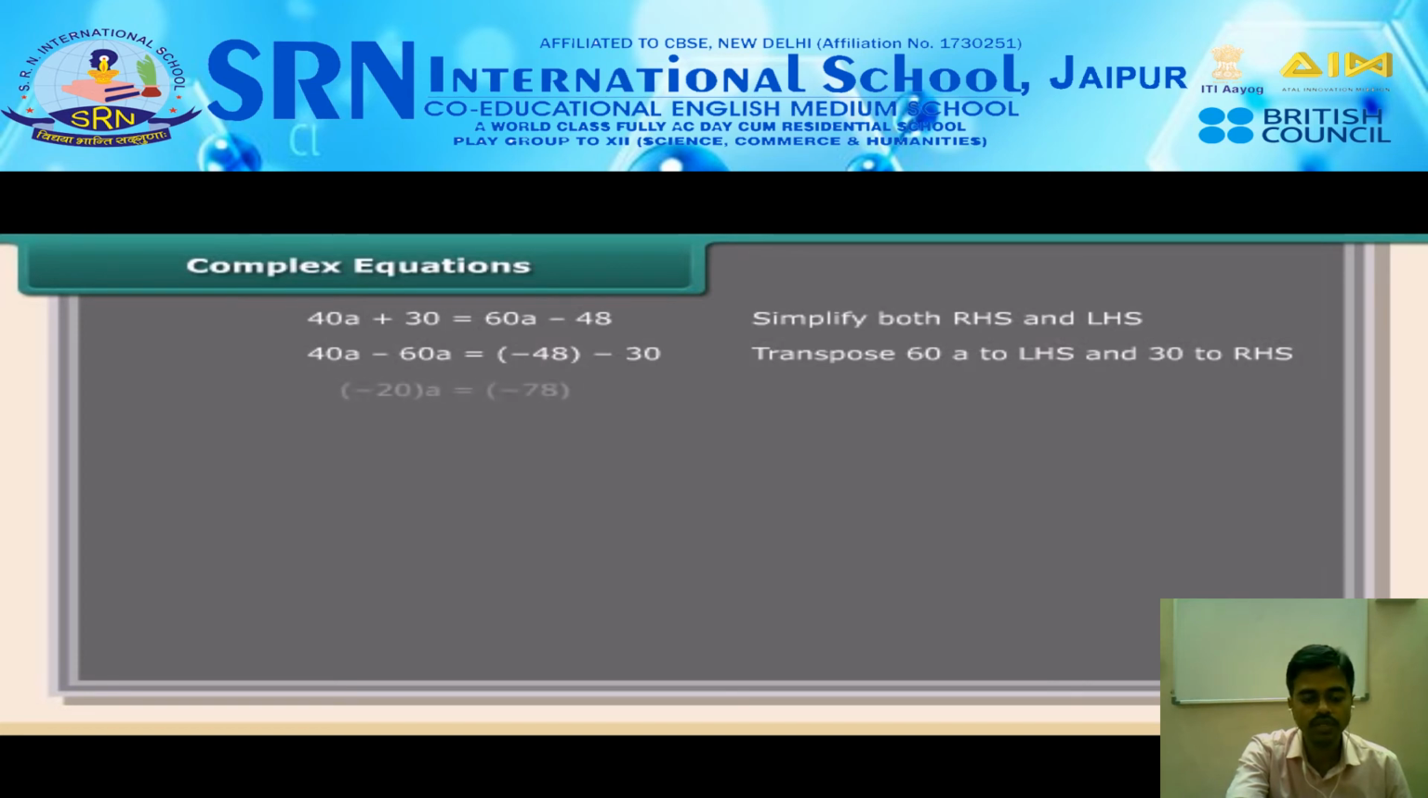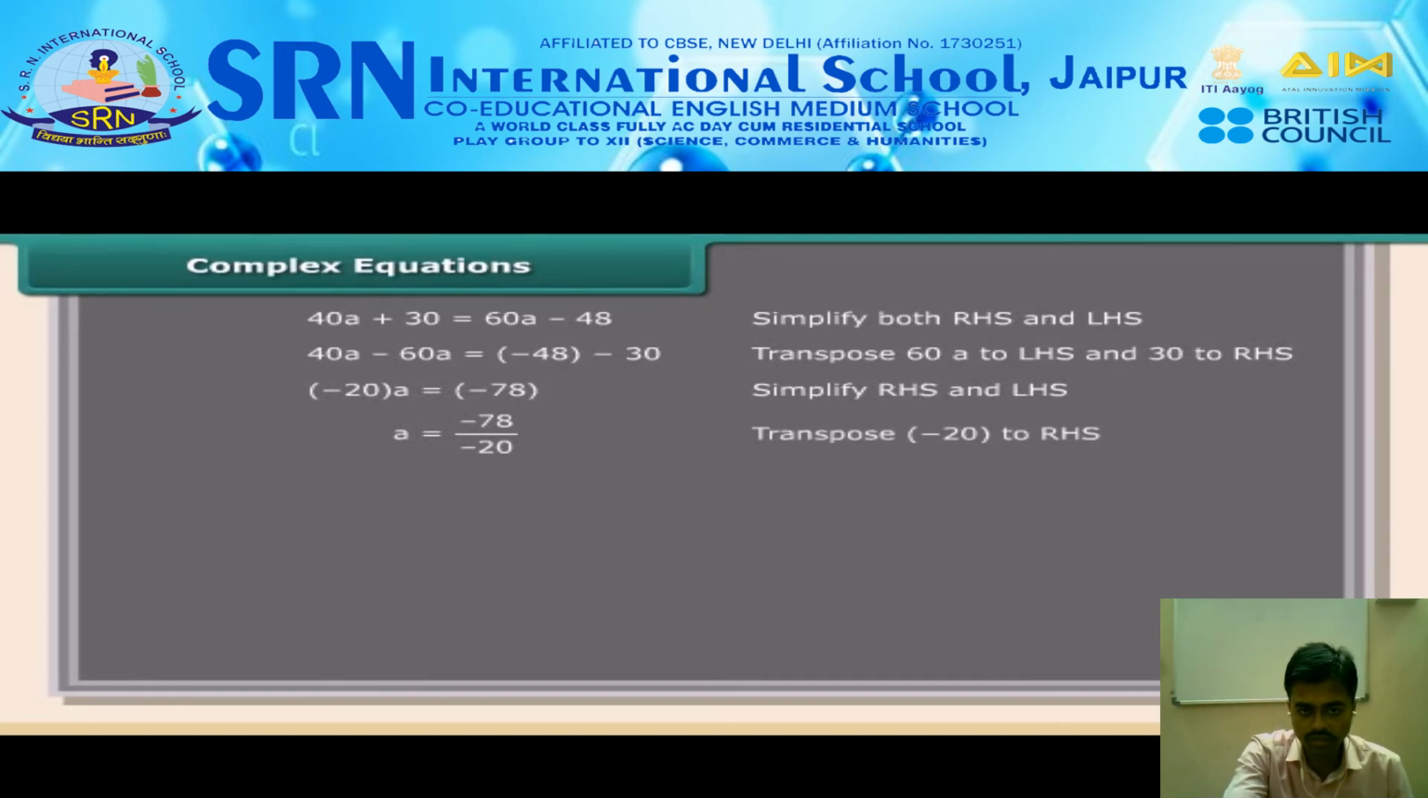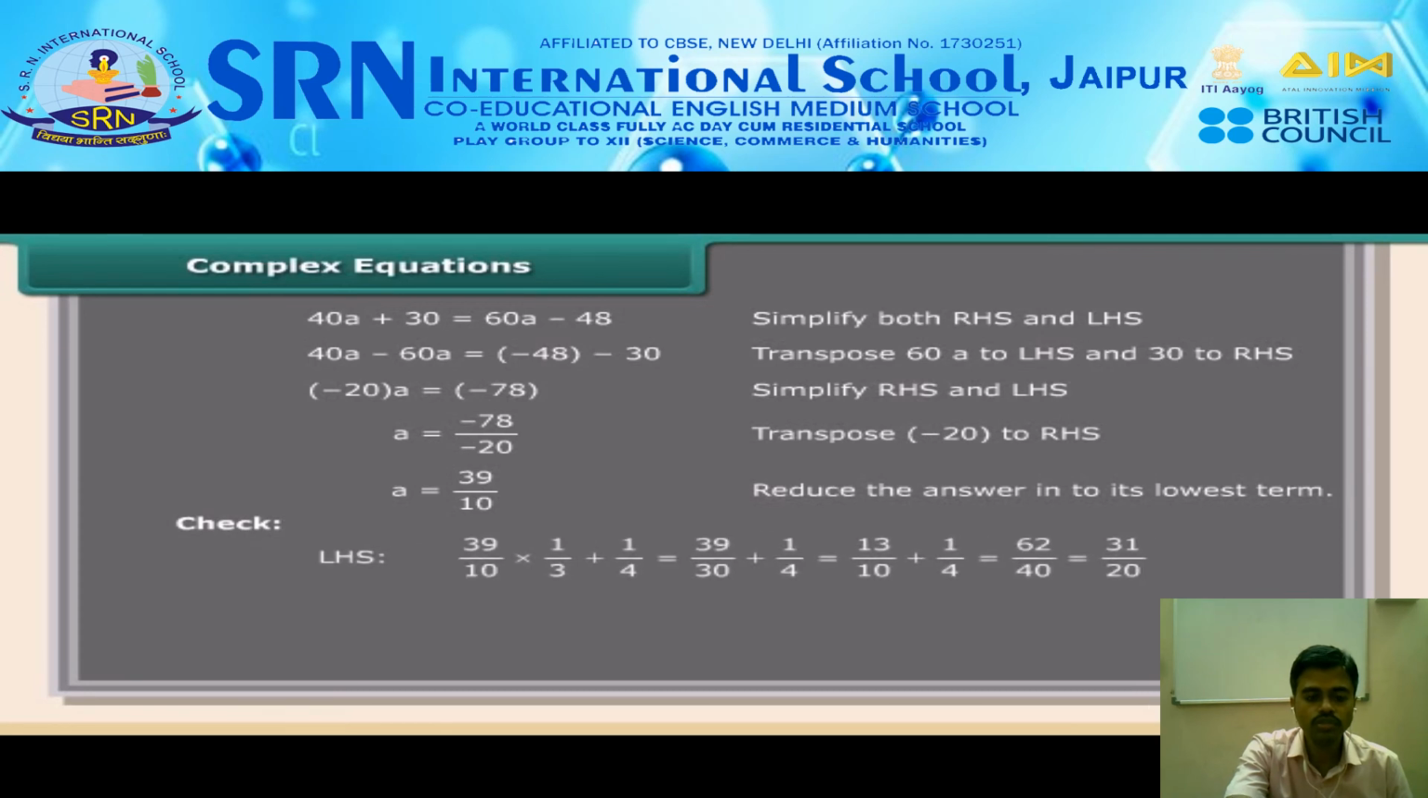So this is done by transposition. So we need to write at the side of the paper or where the expression you have kept. So in LHS we are having minus 20a, and RHS after addition of minus 48 and minus 30 we are getting minus 78. So a will be equal to minus 78 upon minus 20, and the result will be 39 upon 10. So it is better to reduce the expression into simplest form.